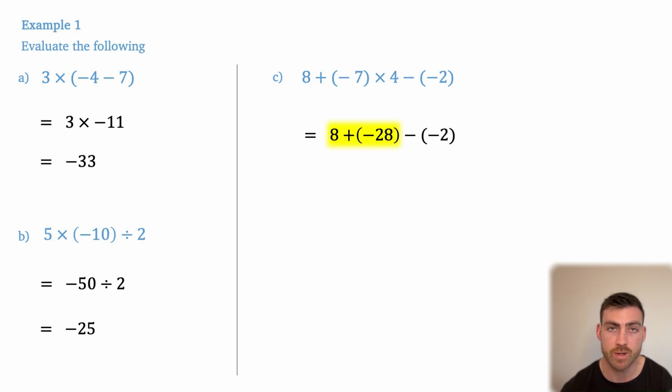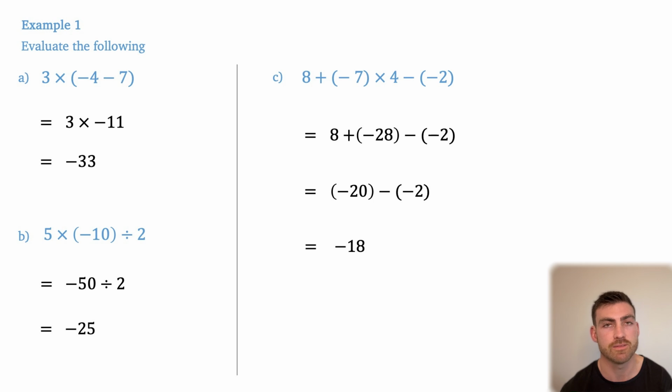8 plus -28. Remember, when you add a negative, this acts as a subtraction question. So this equals -20. Finally, we need to complete -20 minus -2. Remember, when you subtract a negative number, this acts as an addition question, giving us a final answer of -18.